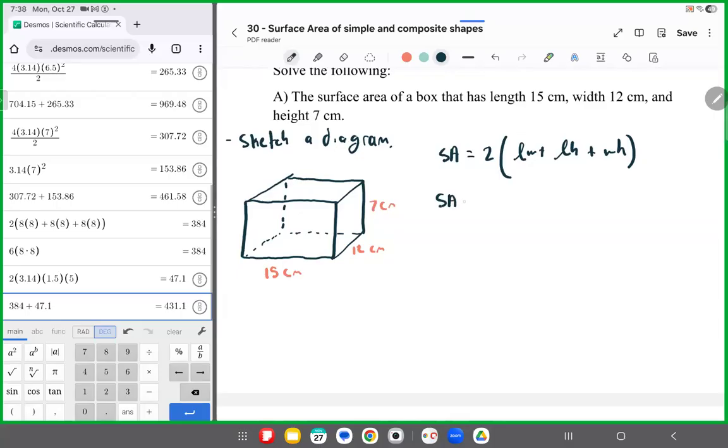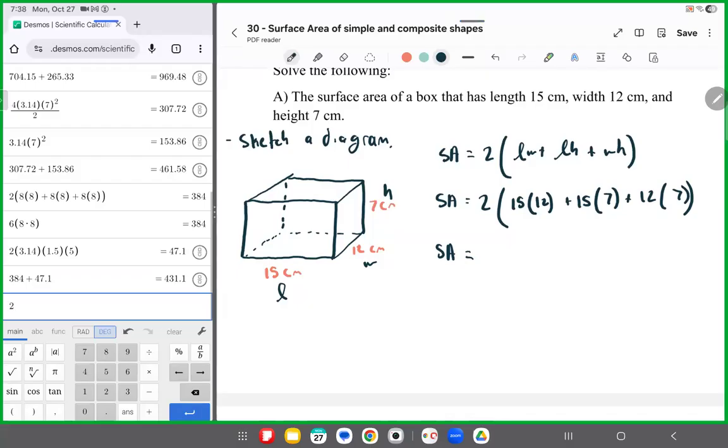Our surface area will be equal to 2 multiplied by. Now, in our diagram here, let's label the 15 the length, the 12 as the width, and the height as 7. And so consequently, this is going to be length times width, which will be 15 times 12. Length times height, which will be 15 times 7. And then width times height is going to be 12 times 7. And so the surface area will be equal to this calculation, 2 multiplied by 15 times 12 plus 15 times 7 plus 12 times 7.